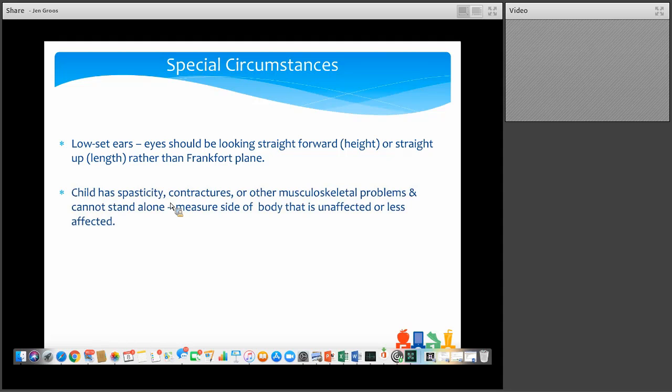And then additionally, some children have spasticity or contractures or other musculoskeletal problems and can't stand alone. If this is the case, measure the side of the body that's unaffected or less affected.